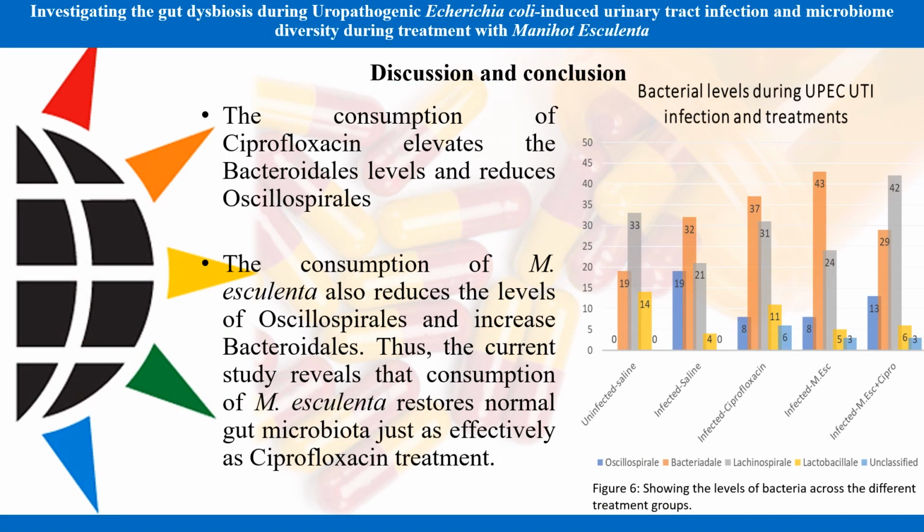To conclude, Manihot esculenta, just like ciprofloxacin, has increased the levels of the good bacteria such as Bacteroidales, Lachnospirales, and Lactobacillus, while suppressing the levels of the bad bacteria such as Oscillospirales. Therefore, we can safely conclude that Manihot esculenta has a high potential to be used as an alternative form of treatment to Uropathogenic Escherichia coli and probably most other UTIs, the same way as ciprofloxacin.